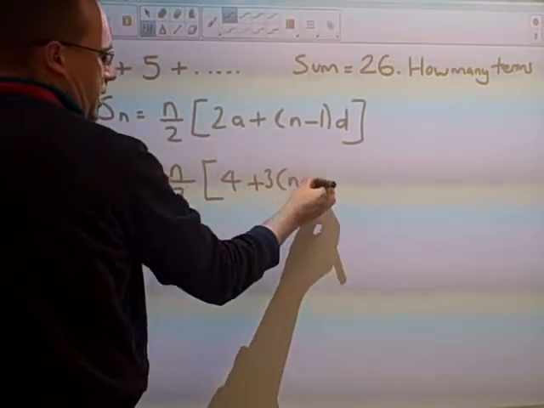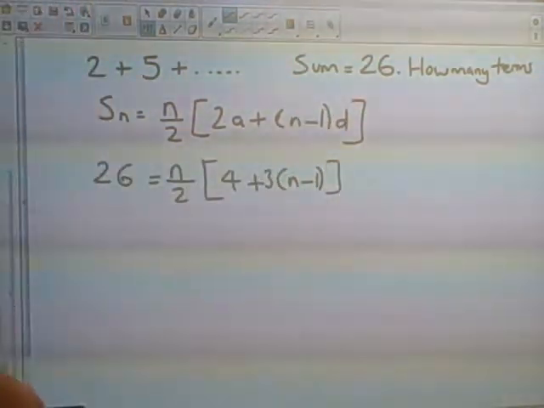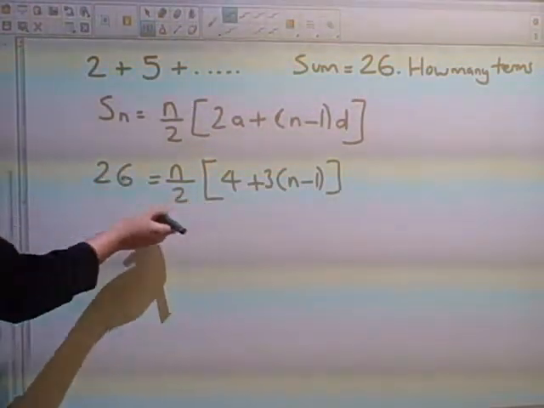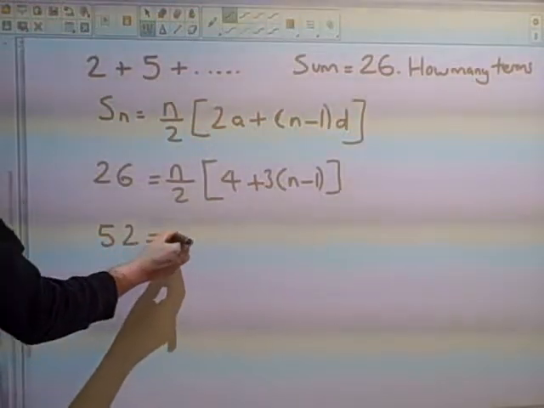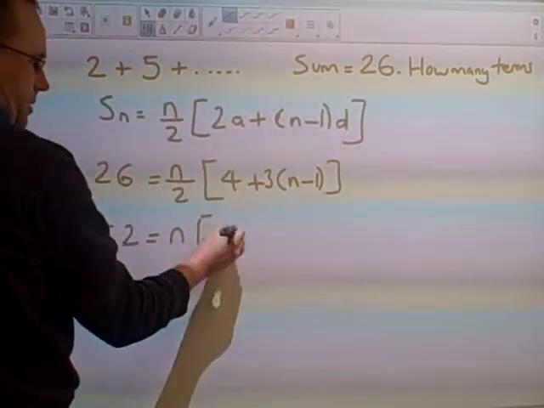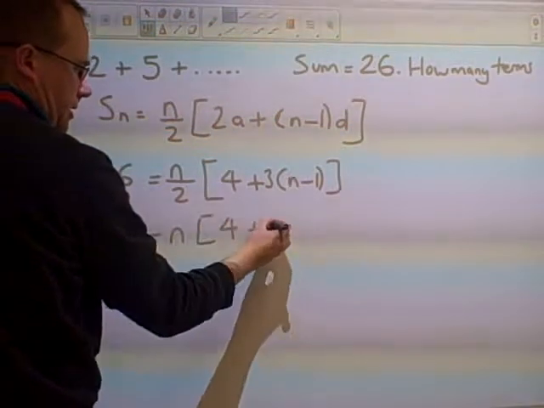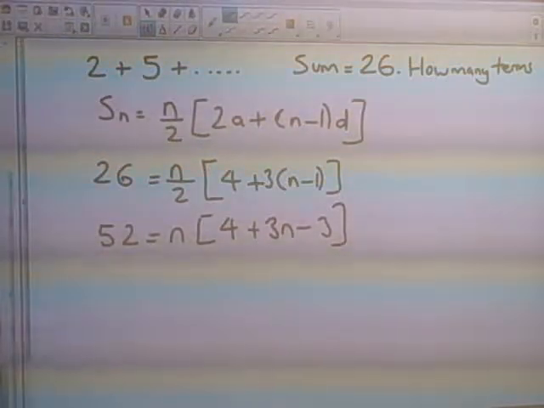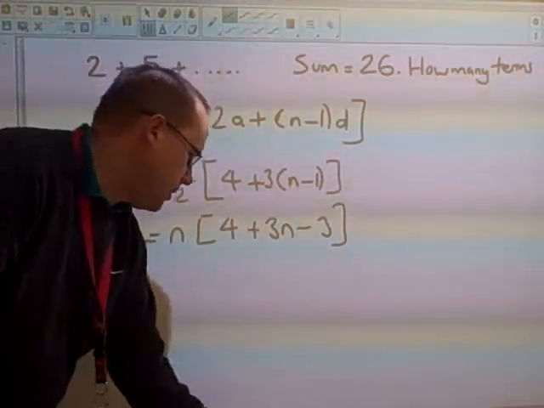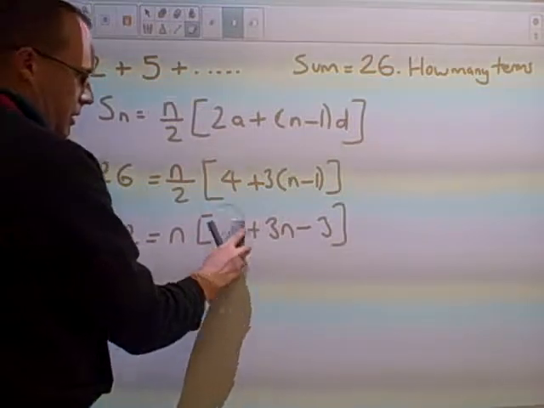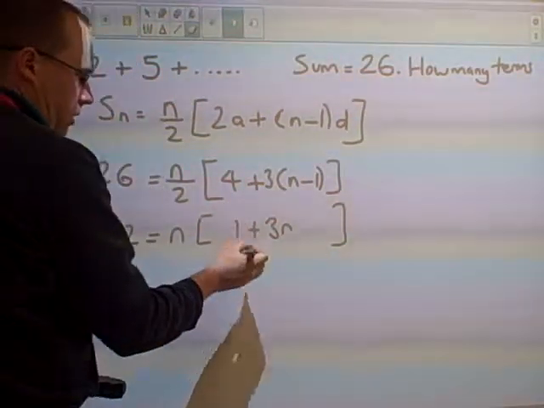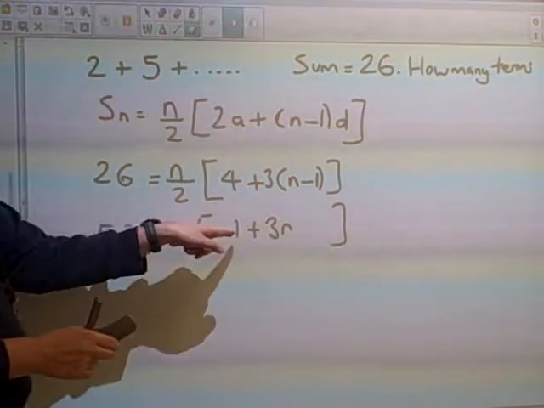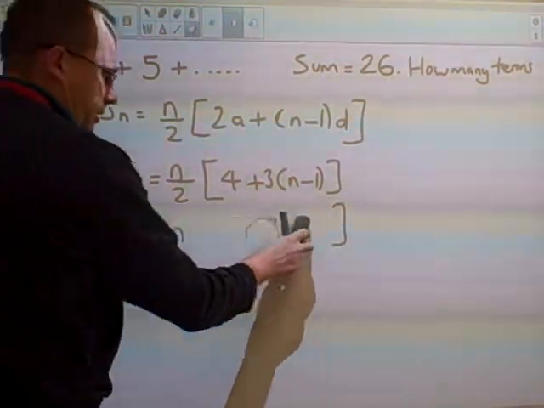Now I'm going to switch this around. Instead of putting (n minus 1)d, I'm going to do d(n minus 1), just so this looks a little nicer when I multiply out. Also, I'm going to cross multiply with the 2 here to get rid of this fraction. So when I distribute here, I get 4 plus 3 times n is 3n, 3 times negative 1 is negative 3. I'm going to simplify straight away: 4 take away 3 is just 1, so we have 1 plus 3n. Now we can distribute this, so n times 1 is n, n times 3n is 3n squared.